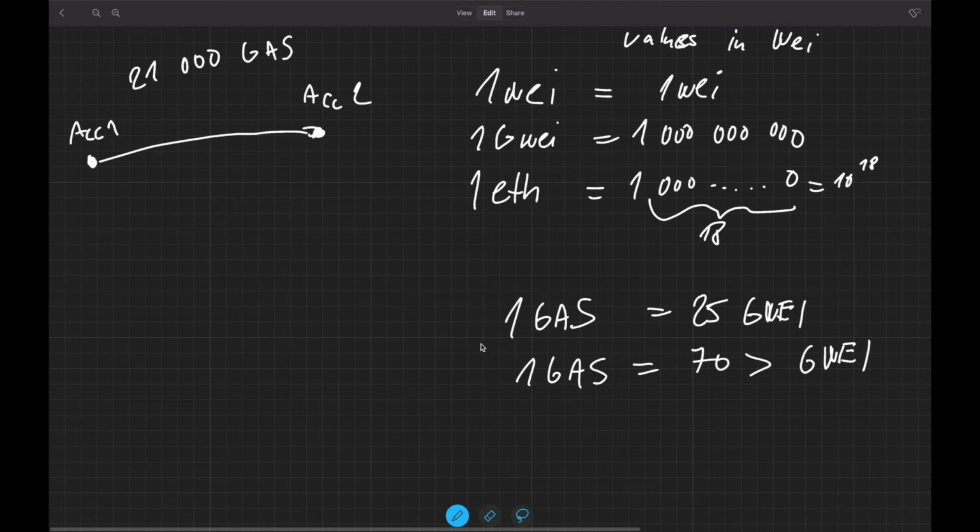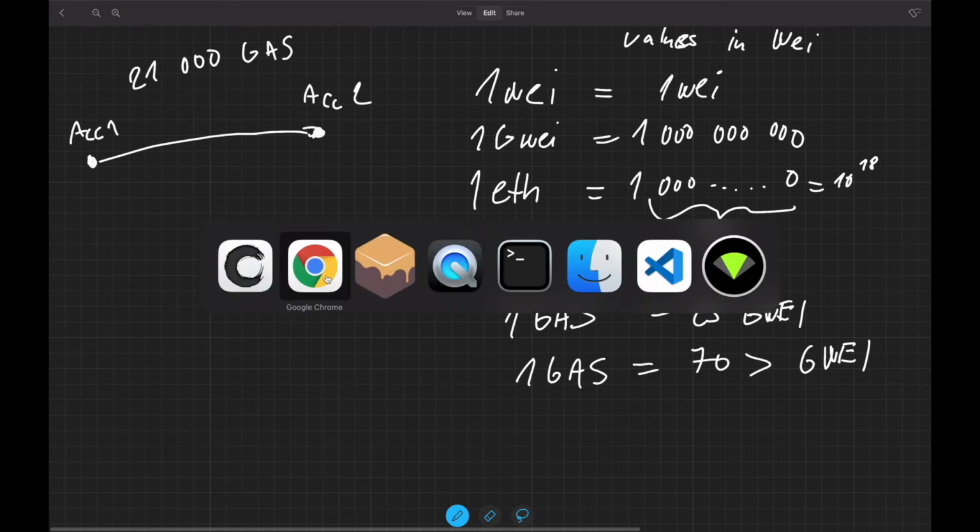That's why it's also a good idea to make a transaction when there is not a lot of traffic. You will pay much less Ether for a transaction. Okay, so we'll be looking for a transaction sending Ether from account to account.